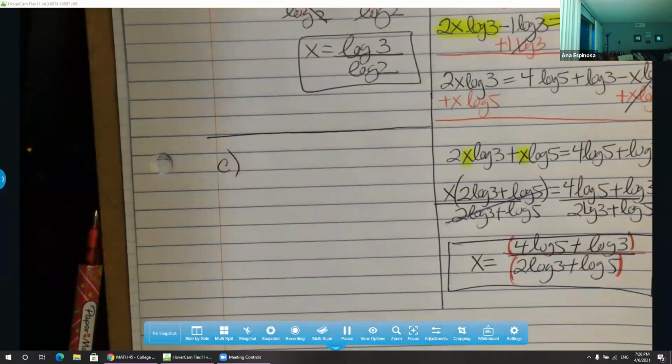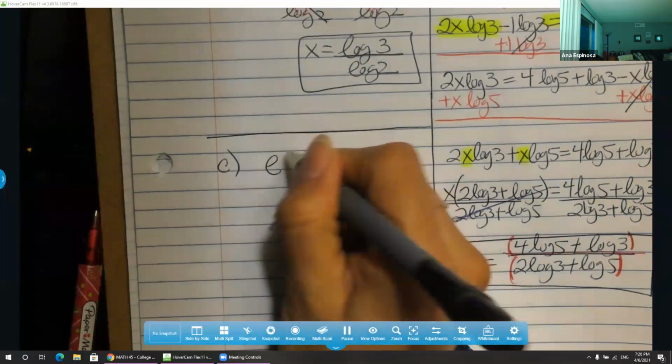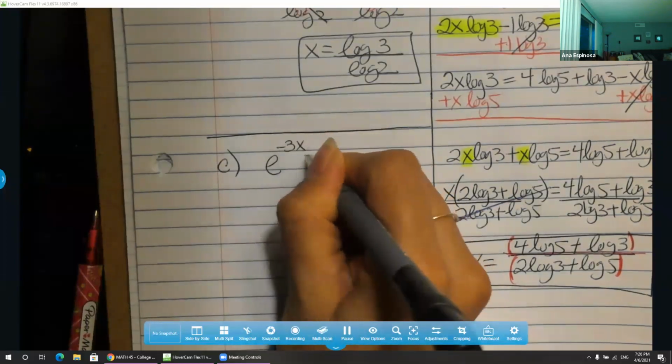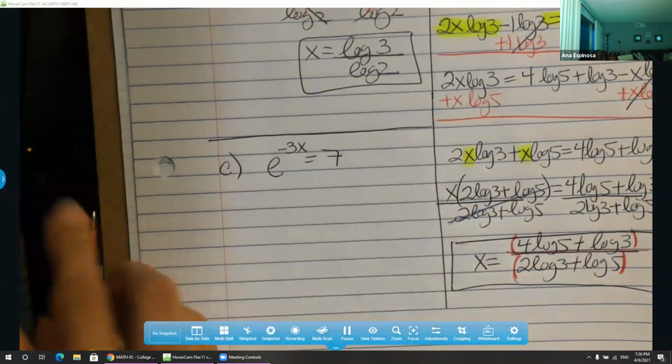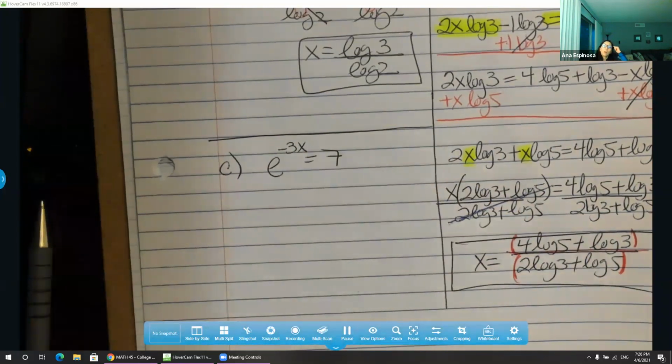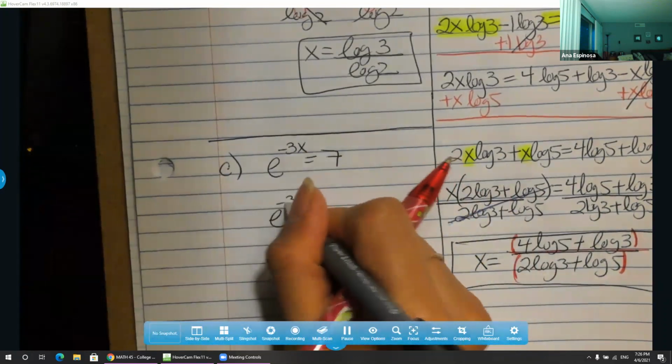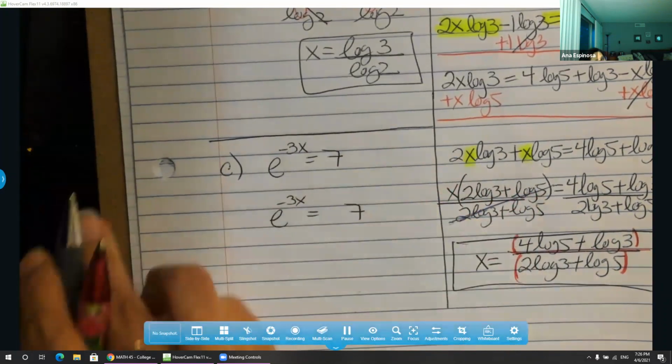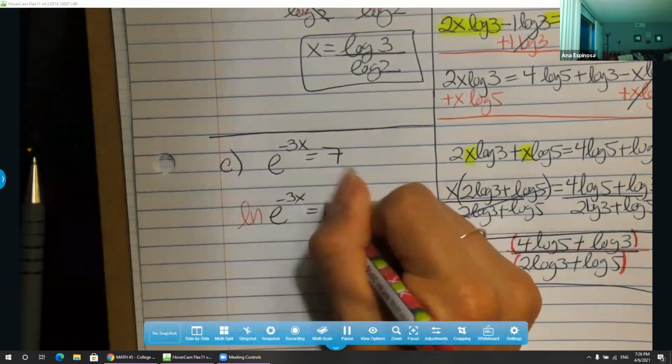Okay, this last one, no, there's another one. e to the negative 3x equals 7. Okay, so you could take the log of both sides, but you'll have more stuff. You can take the ln. I'm going to take the ln because ln and e go away. They cancel, and you'll see that from the media, so make sure you check out the videos. So I'm going to rewrite it. And so I'm going to take the ln.